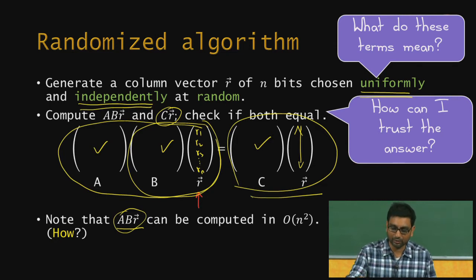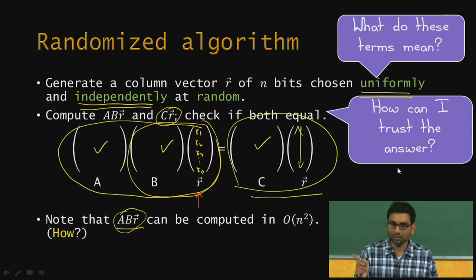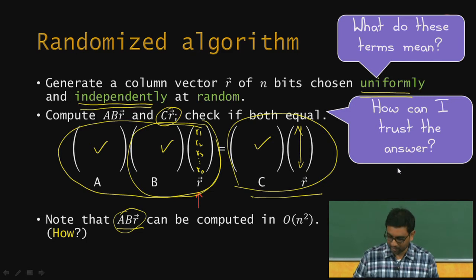But here is one other pesky question that should rankle you. Why is this algorithm correct? Because we are asked to check whether AB is equal to C, but what we are doing is checking ABR equal to CR. So, that is something we need to worry about. We will defer that question to a later section.